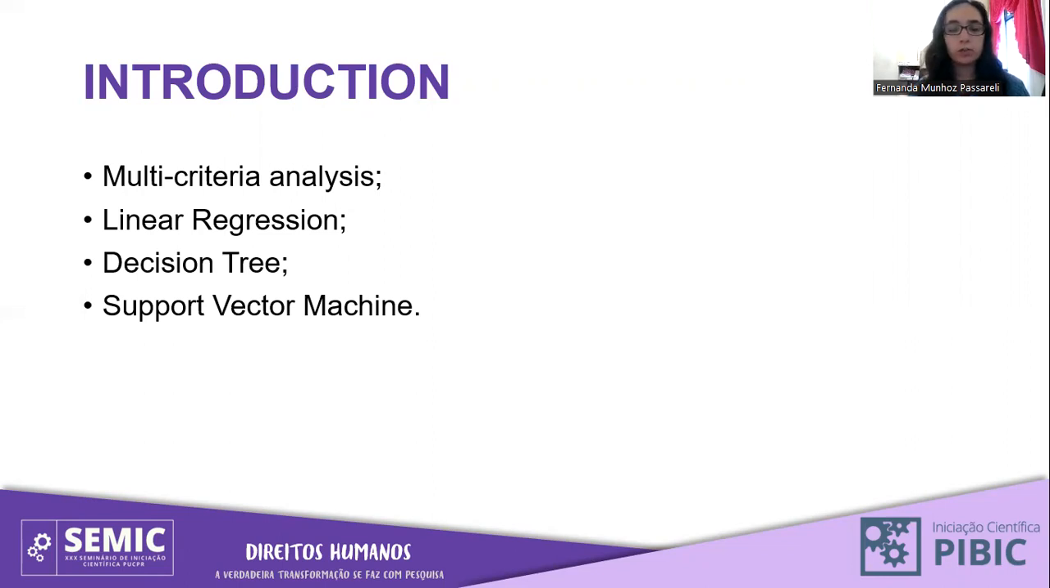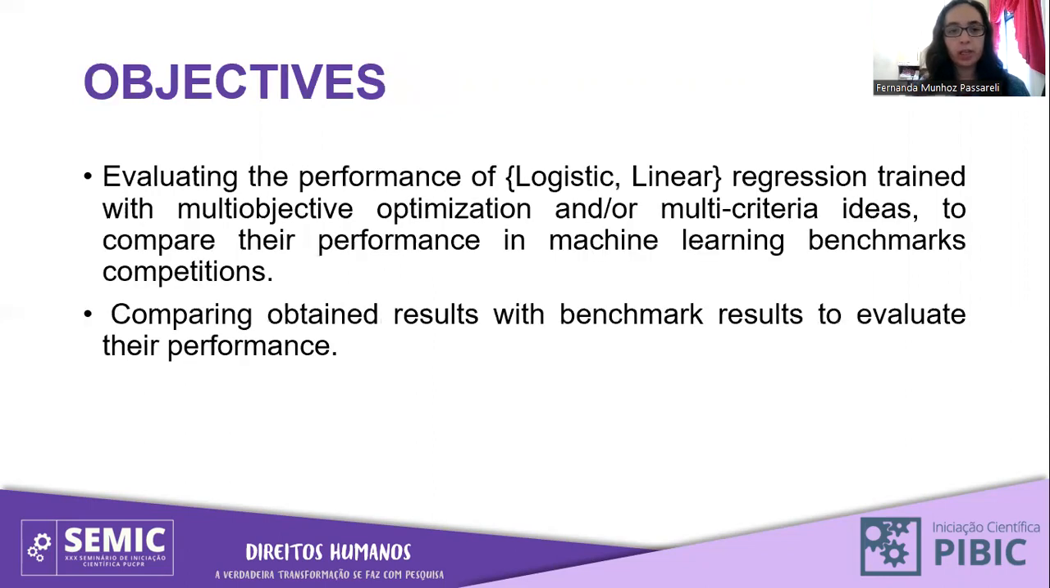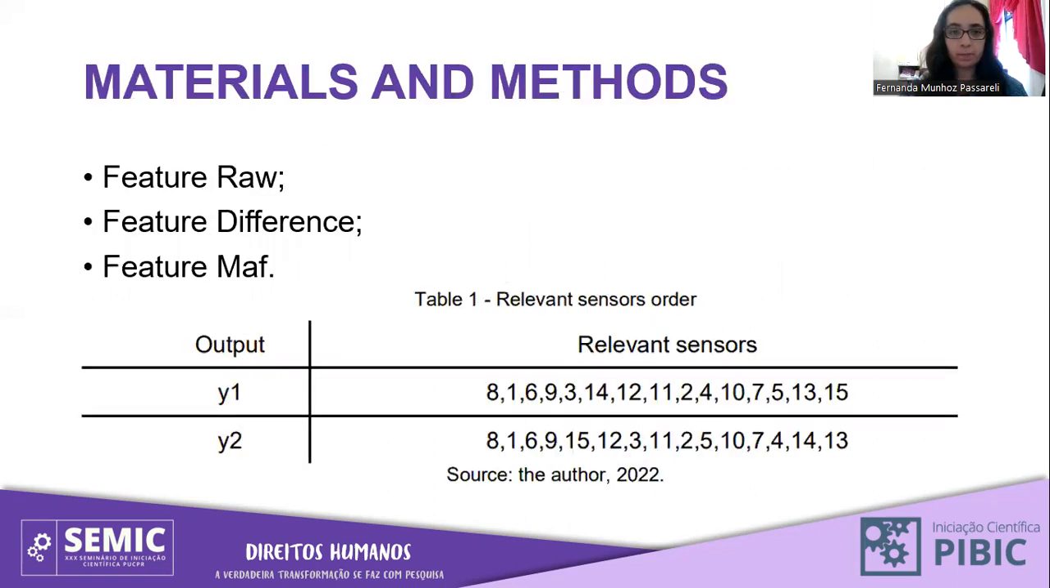The three mathematical models that were tested with the objective to compare their performance were linear regression, decision tree, and support vector machine. The general objective of the project is to evaluate the performance of logistic and linear regression trained with multi-criteria ideas to compare their performance in machine learning benchmarks. And one of the most important specific objectives is comparing obtained results with benchmark results to evaluate their performance.